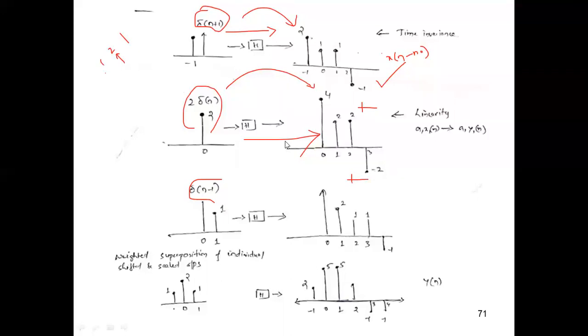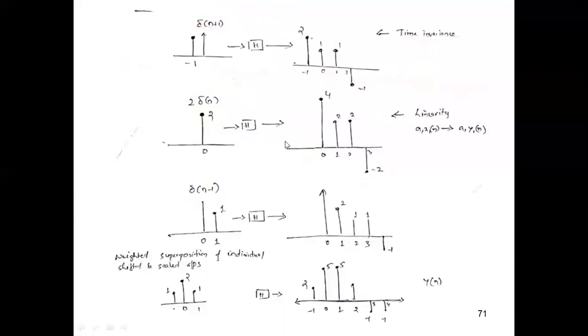I added all these. See here at -1, we had 2. Then afterwards, 1 plus 4 plus 0, 5. Then afterwards, 2 plus 1 plus 2, 5. 2 plus 1 plus -1 is 2. Then afterwards, -2 plus 1, -1. Okay, got this particular thing. So this is my output for this particular input.